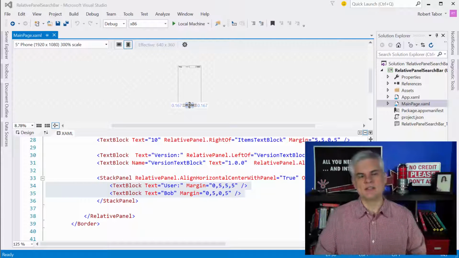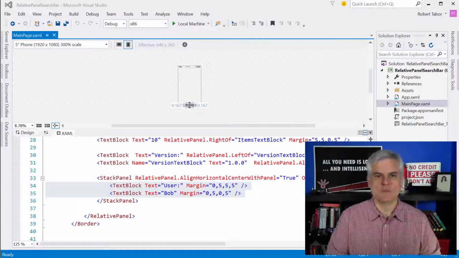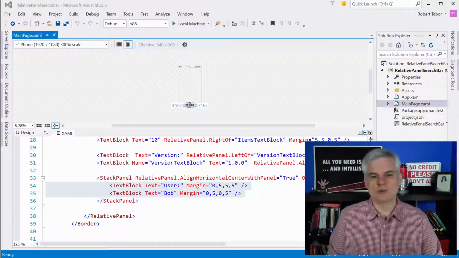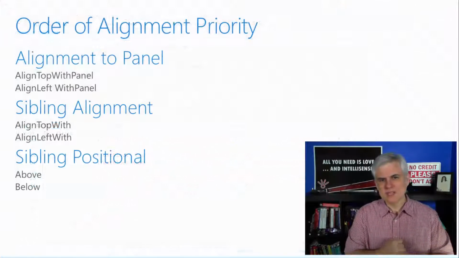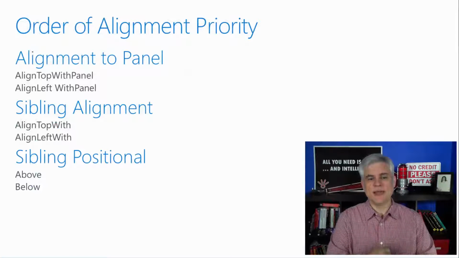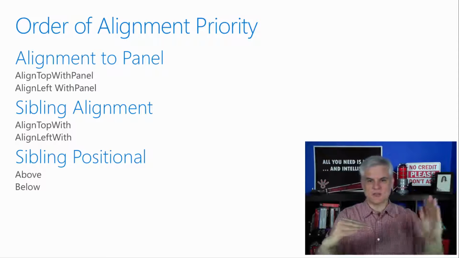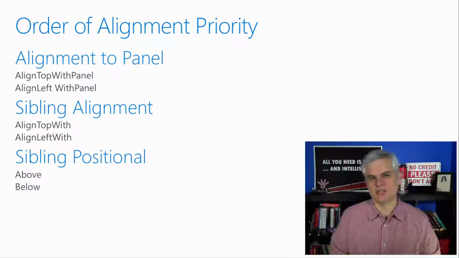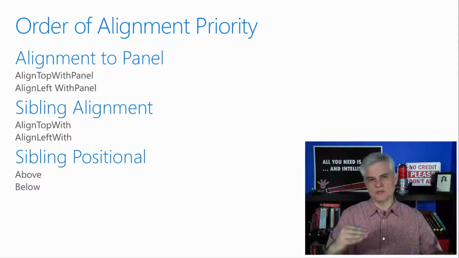So whenever this happens, there's actually an order of events, just like whenever you are working in a math problem or even in code, where parentheses can dictate the order of operation. There is an order of operation with how these relationships are deciphered. So first priority will be panel alignment, so align me to the left or the right of the panel. Then the second one will be sibling alignment relationships. So align me with the top of this control, align me with the left of that control. And then the third and the lowest priority would be sibling positional relationships. Set me above this control, below this control, to the left of this control.